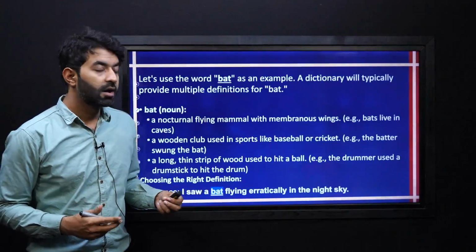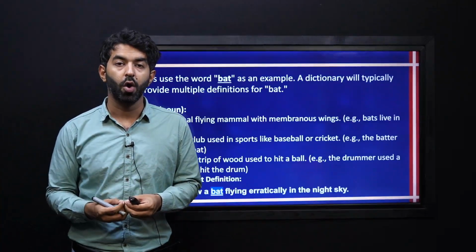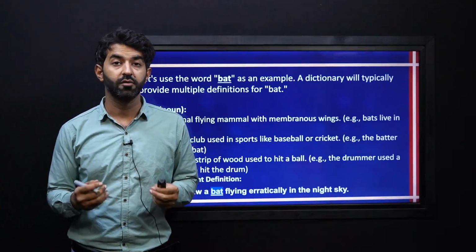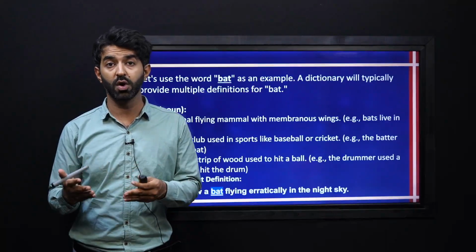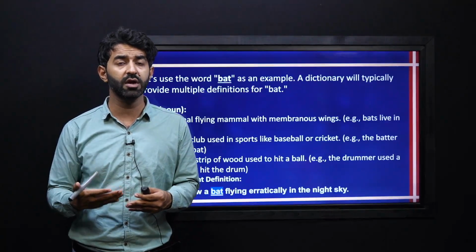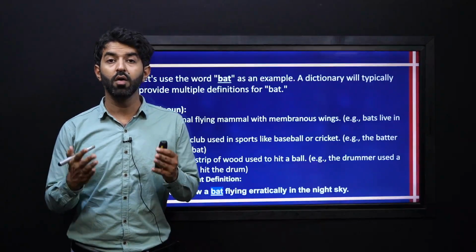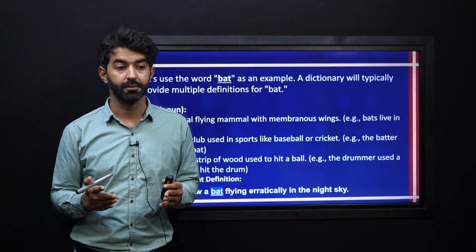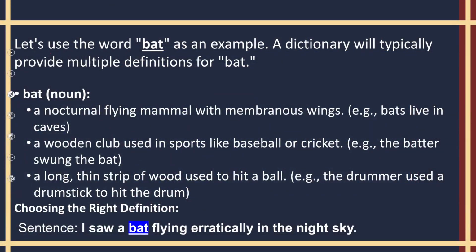Now, let's take an example of the word bat. If we take the word bat and go to our dictionary, we can see different definitions. Now, we have to choose one. Let's use the word bat as an example. A dictionary will typically provide multiple definitions for the word bat. It's a noun.